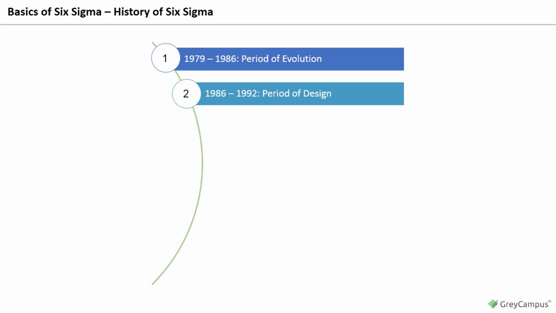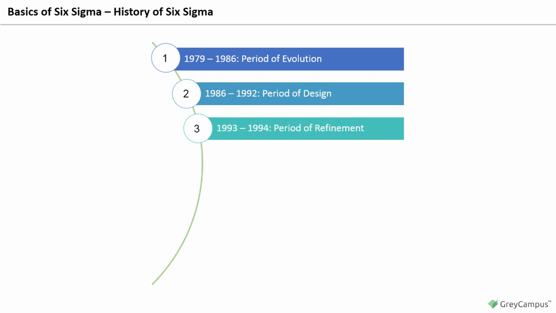1986 to 1992, period of design. When Six Sigma was picked up by other organizations after Motorola won its Malcolm Baldrige National Quality Award, they designed the Six Sigma methodology to suit different industries, other than manufacturing.